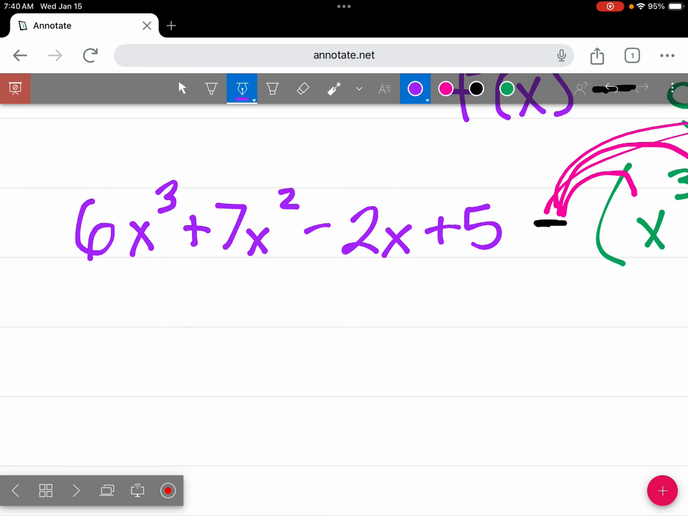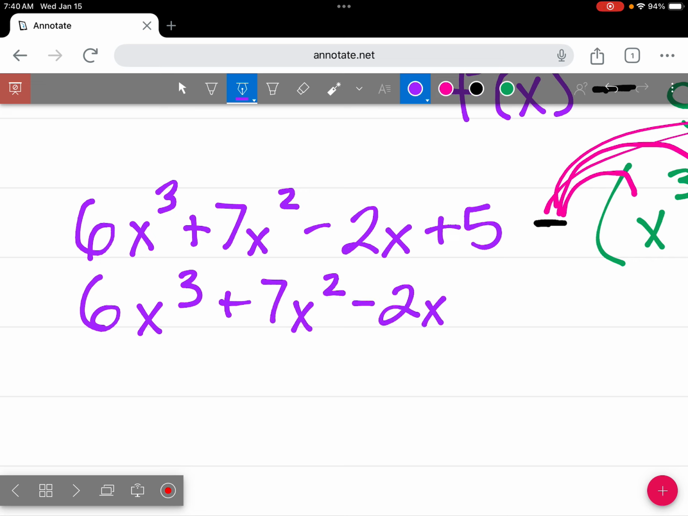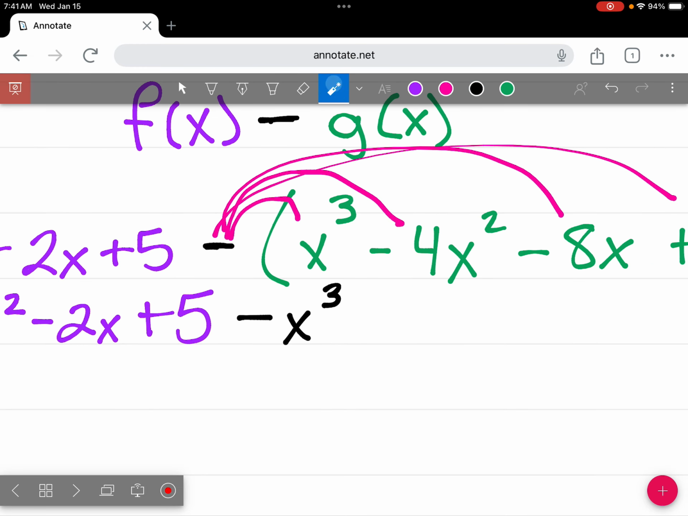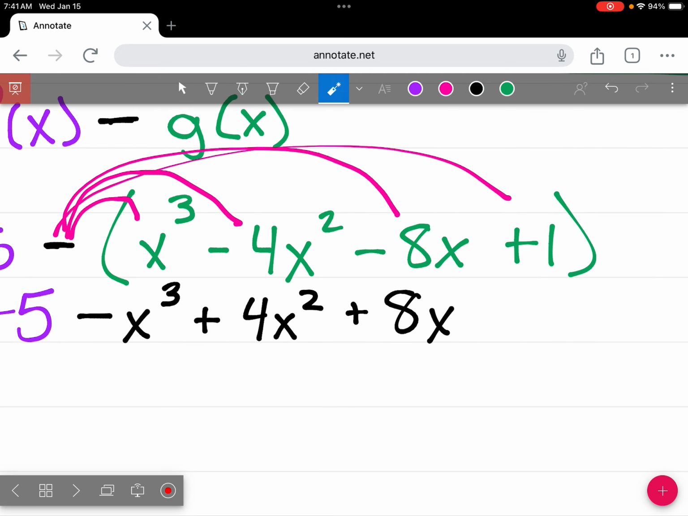Because this is going to give us, the purple pieces are just going to drop down: our 6x cubed plus 7x squared minus 2x. My screen just blinked, and I don't know why, but that's okay. And then what we're going to have is minus x cubed. If I take this minus sign to our minus 4x, what sign is it going to have? Minus, minus, a plus. Plus 4x squared. Minus negative 8 becomes plus 8x. Minus 1, minus 1.